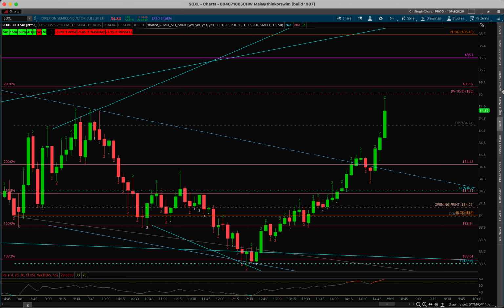And then if we get lower highs below opening print, then we want to look to enter puts, targeting overnight low and previous day low. Again, whichever one comes first is the first target, and the second one is the second target.